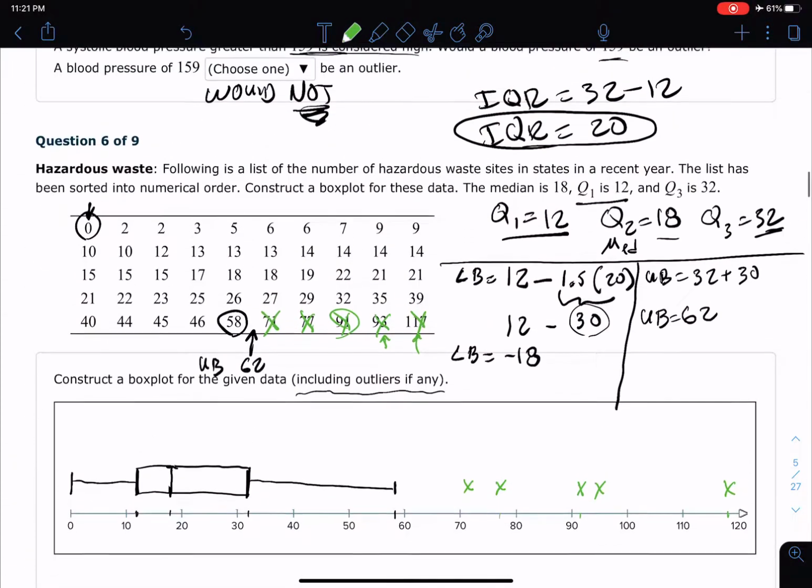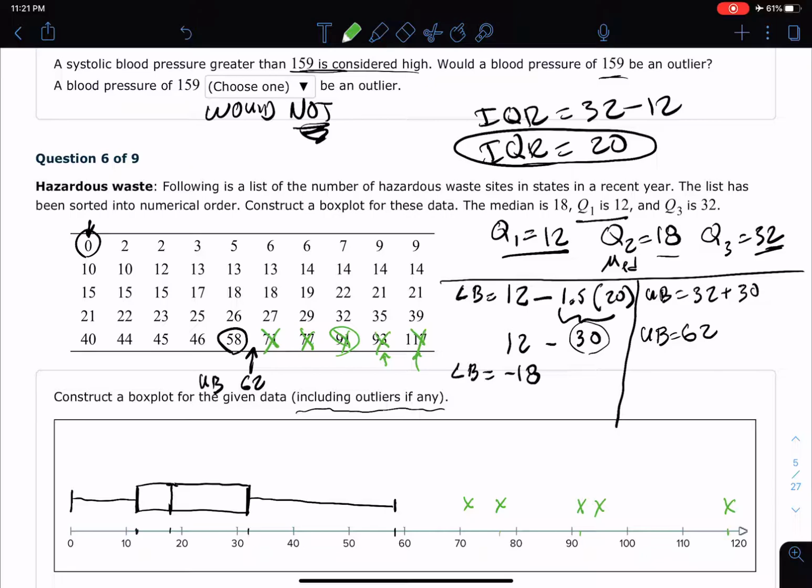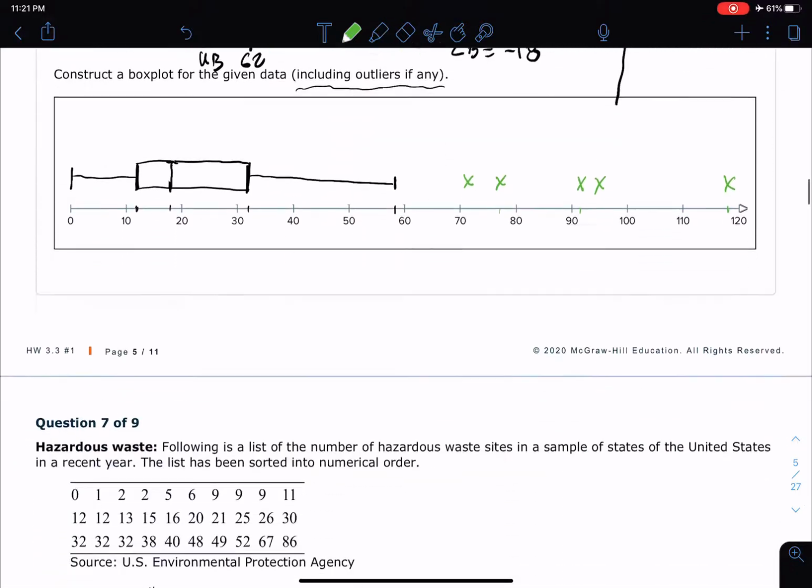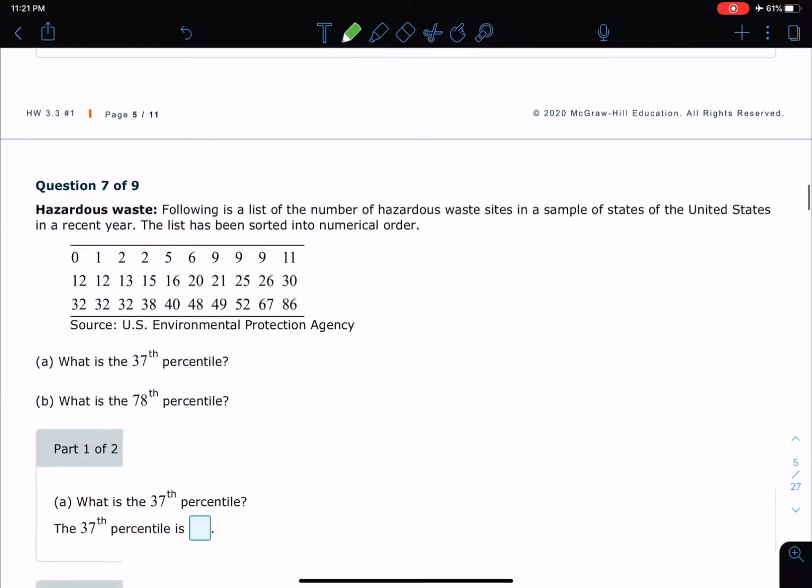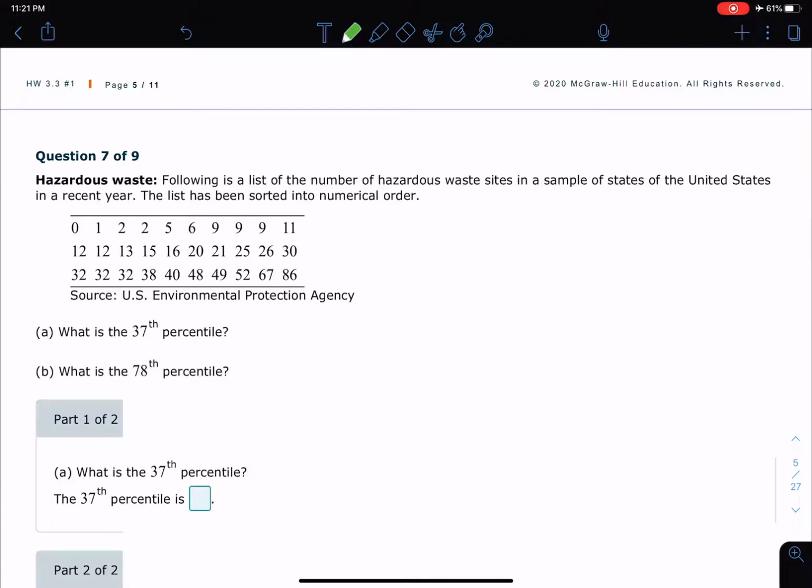These were 50 states, right, all 50. In fact, one of the states has 0 hazardous waste. That's awesome. And then one has 117, which is probably California. But now this is just a sample, so it's not all 50 states, just a sample of them. And we want to find some percentiles.